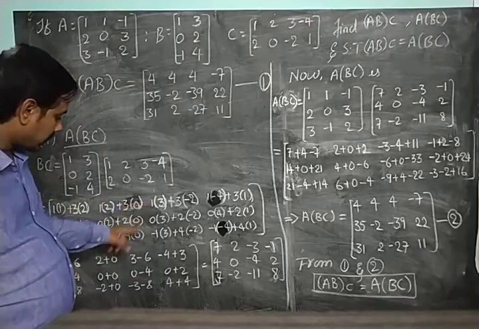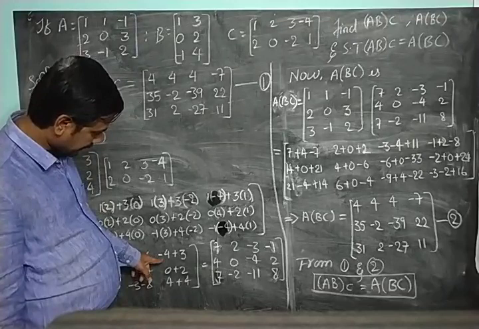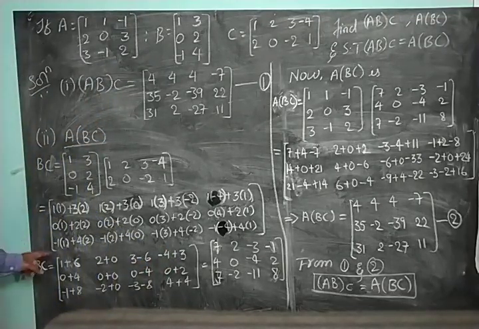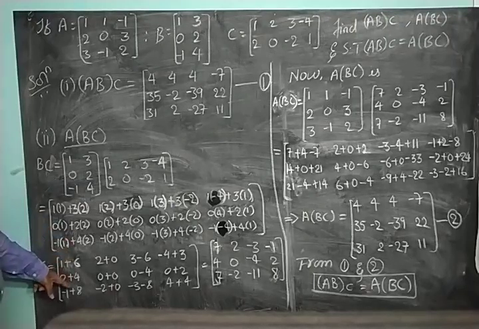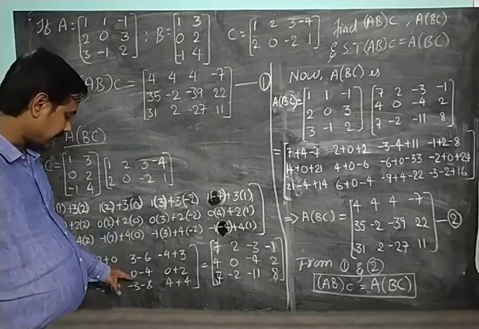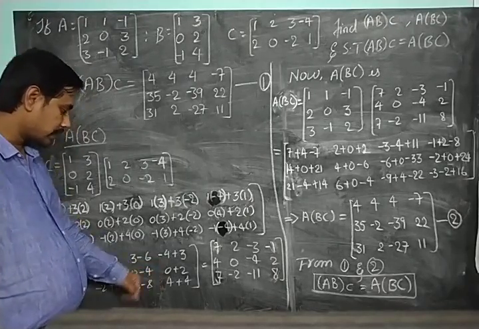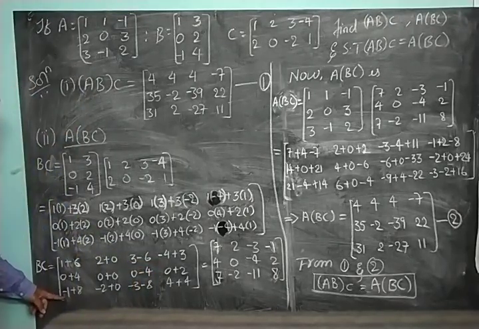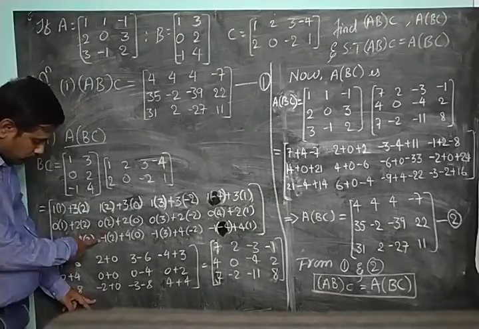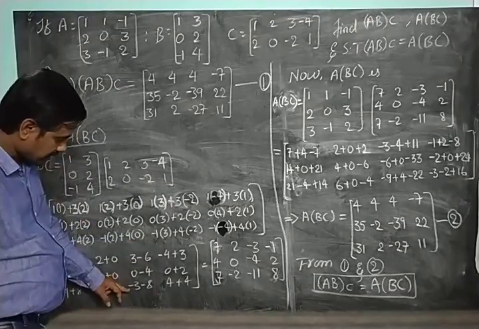1 into 2 is 2, 3 into 0 is 0, 1 into 3 is 3, 3 into minus 2 is minus 6, 1 into minus 4, here we have written correctly, minus 4, plus 3 into 1 is 3. Then 0 into 1 is 0, 2 into 2 is 4, then 0 into 2 is 0, 2 into 0 is 0, 0 into 3, 0, 2 into minus 2, minus 4, 0 into 4 is 0, 2 into 1 is 2. Then minus 1 into 1 plus 1, 4 into 2 is 8. Then minus 1 into 2 minus 2 plus 4 into 0 is 0. Then minus 1 into 3 is minus 3.